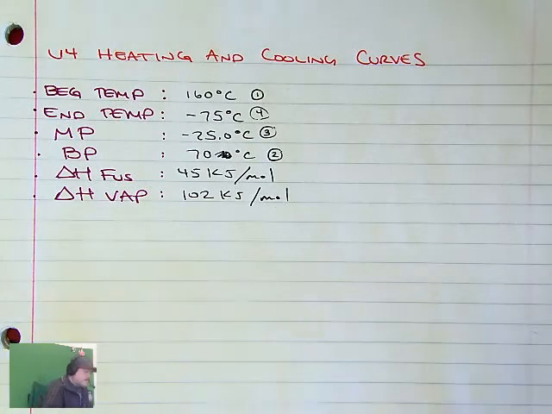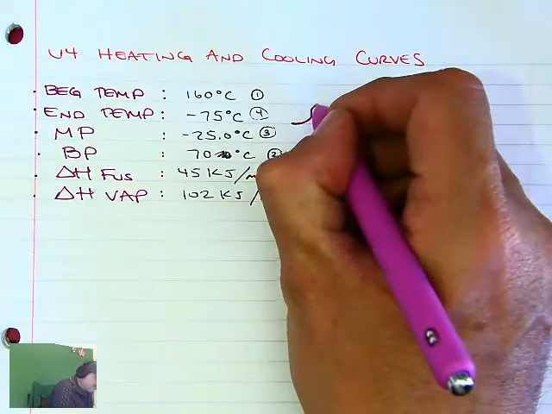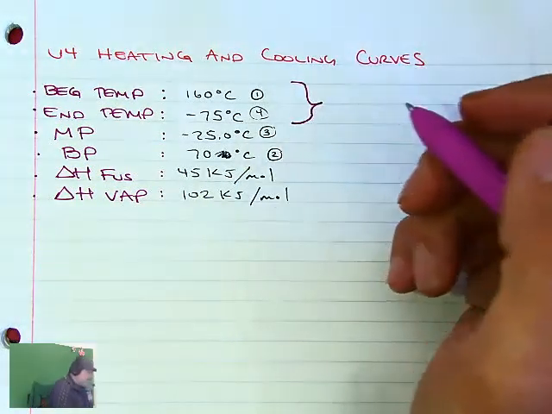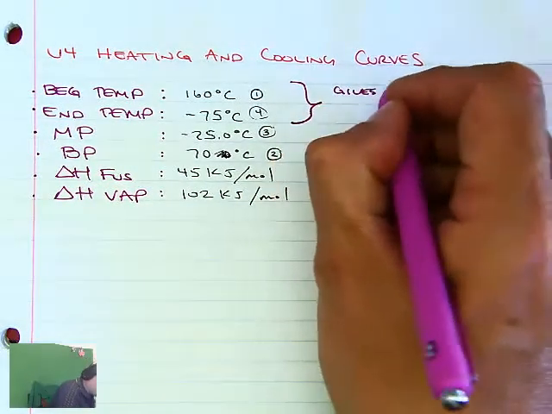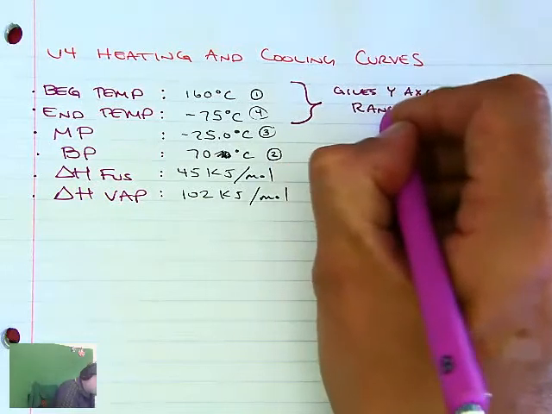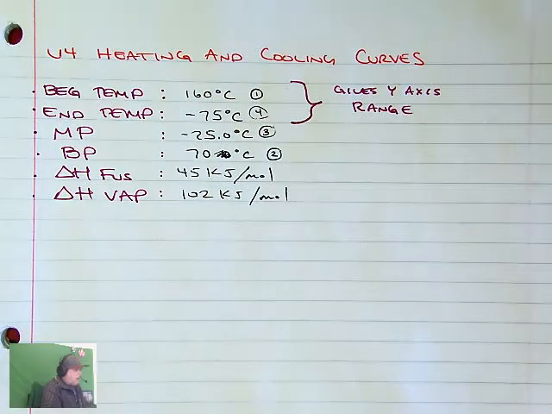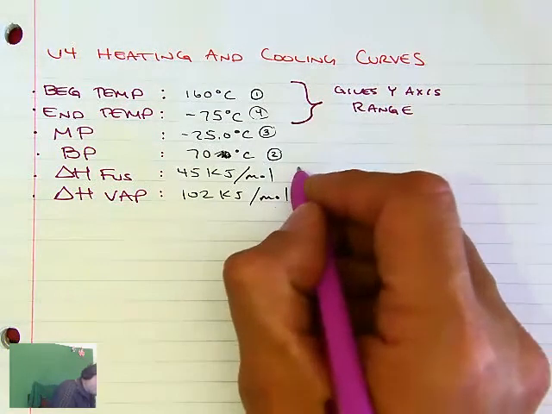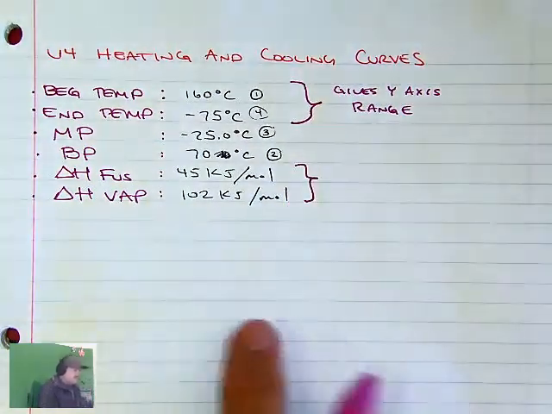Here are some side notes. The beginning and end temperatures are going to give you the y-axis range. These temperatures make you figure out what the y-axis has to start with and end with, so you can fit all the data in there. And then there are the plateaus in the drawing, the areas where it's flatlined.